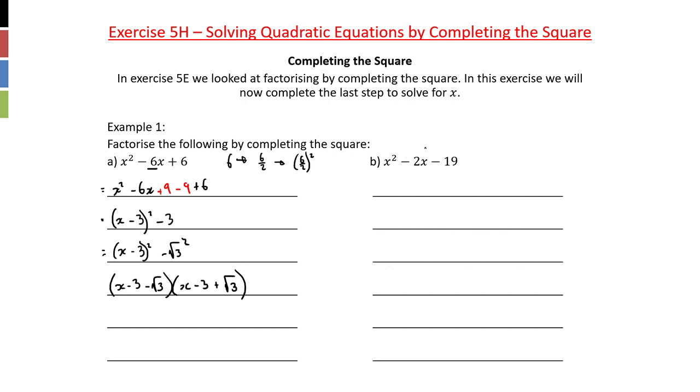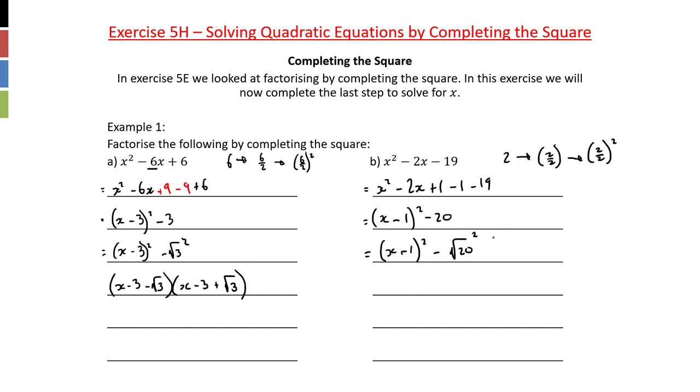Okay, this one here, our magic number is 2, so we halve it, and then we square it. 2 on 2 is 1, squared is 1, so we get x squared minus 2x plus 1 minus 19 gives us x minus 1 all squared minus 20.